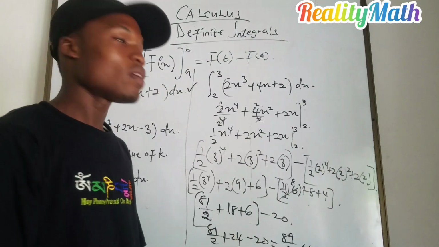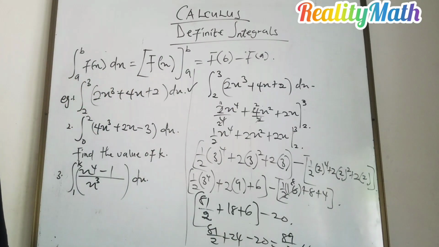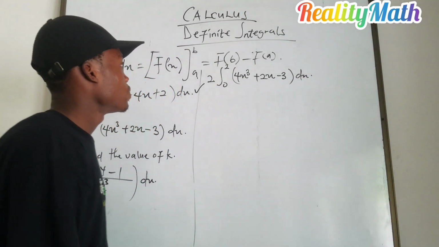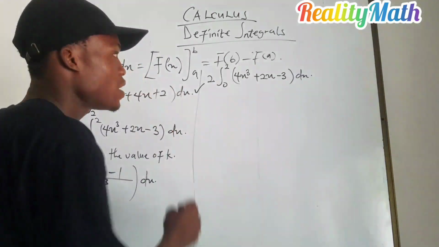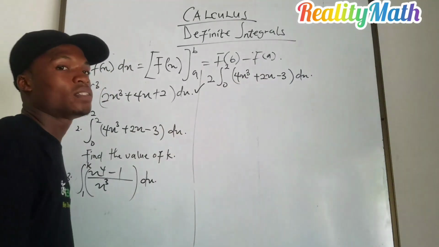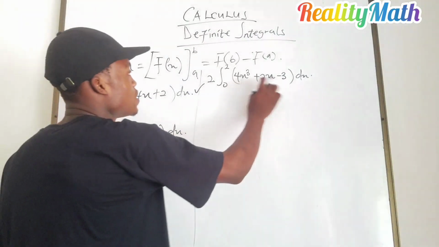Okay, so now let's take the second question. So this is our second question. Let's see how we integrate this one. Okay, so now we are going to find the definite value, and we know that the first thing we have to do is to integrate the function, right? So integrating this, what do we have?